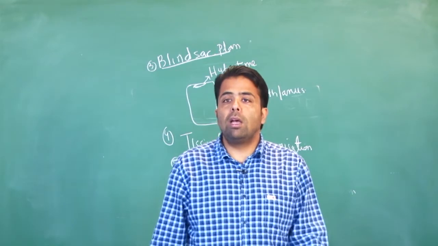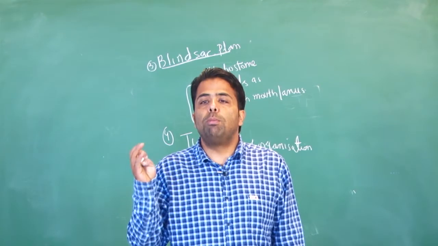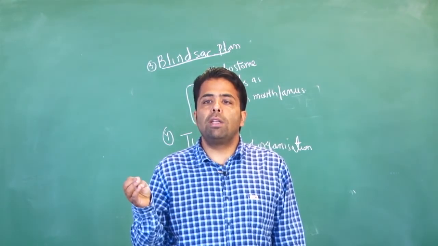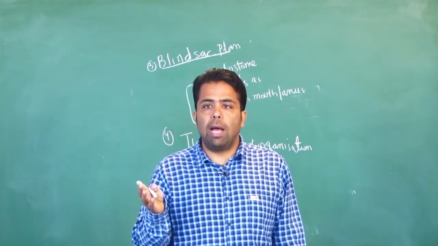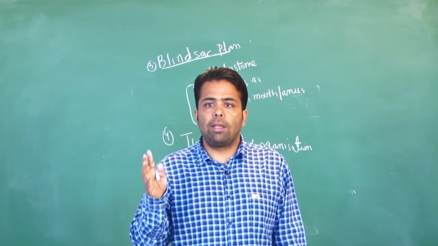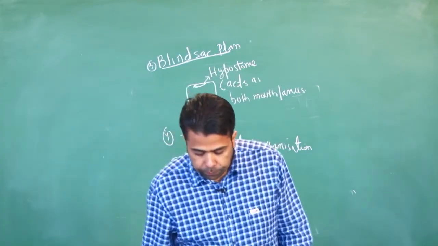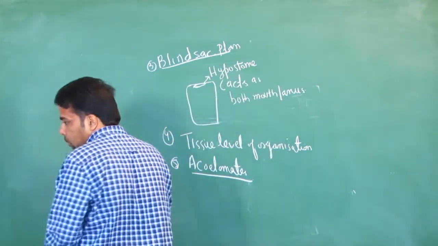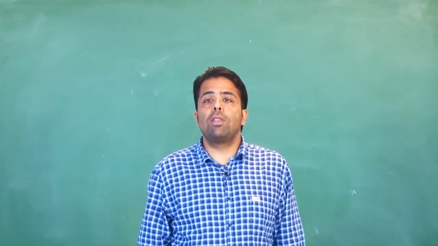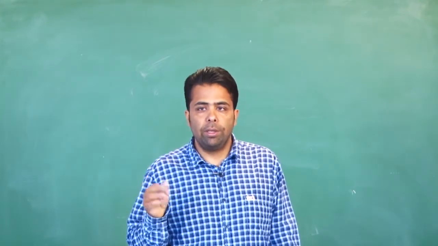So we are discussing the general characters of coelenterata. The first one is that they are diploblastic. The second is that they are having radial symmetry. The third is that they are having blind sac plan. The fourth is that they are having tissue level of organization. And the fifth is that they are acoelomates. Dear students, these were the general characters of coelenterata. Now we will discuss specialized characters.